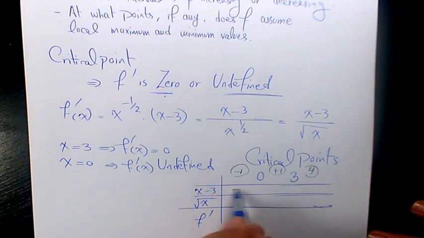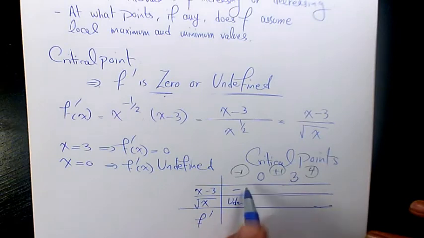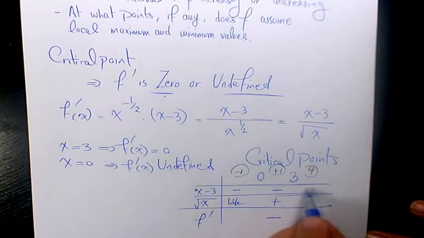So it's going to be negative. When you substitute it here, this is going to be undefined, so it's going to be out of the range. Here we have positive 1. It's going to be negative, and here it is going to be positive. So the f prime is going to be negative. 4 is going to be positive. So that's going to be positive.